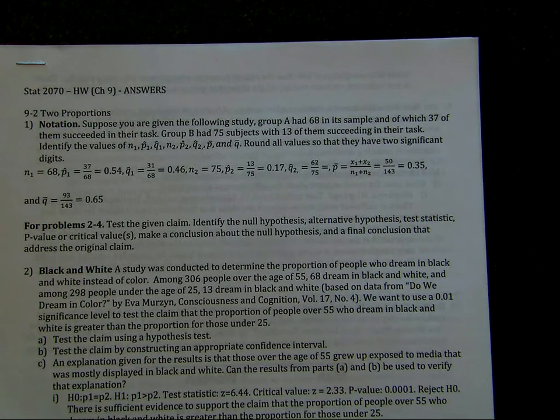The first question is notation. Suppose you're given the following study. Group A had 68 in its sample, of which 37 of them succeeded in their task. Group B had 75 subjects, with 13 of them succeeding in their task. Identify the values of N1, P1 hat, Q1 hat, N2, P2 hat, Q2 hat, P bar, and Q bar. Round all the values so they have two significant digits.